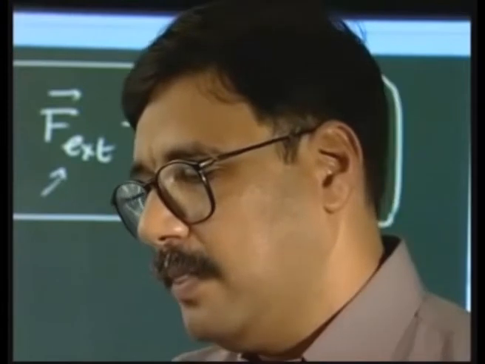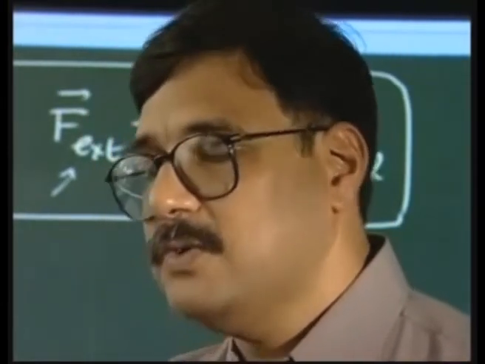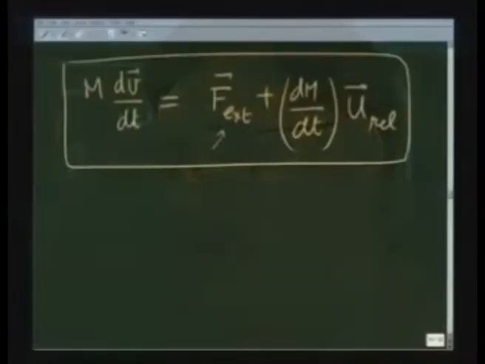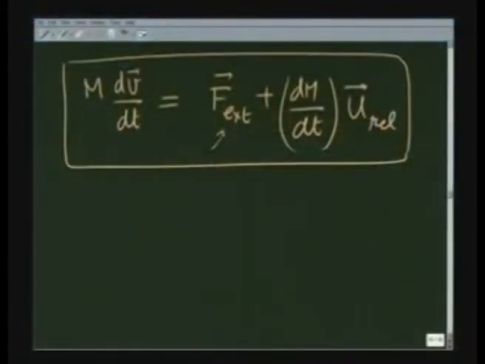Sometimes we get confused as to what sign should be here. The best way to remember this is, in a rocket problem, the velocity always goes up, dm/dt is negative, and u relative is negative with respect to the rocket, and therefore this term is positive, and that is what we want if the velocity should go up.